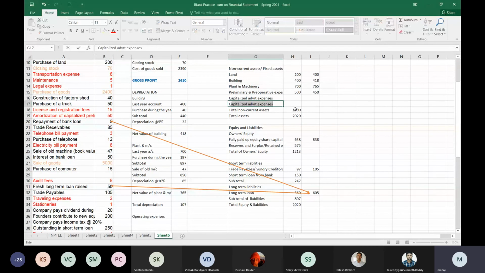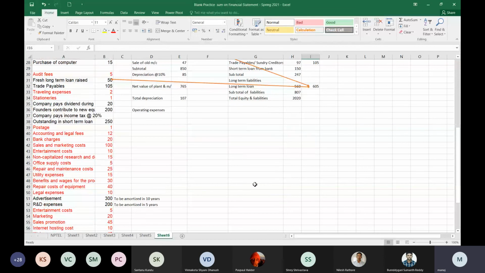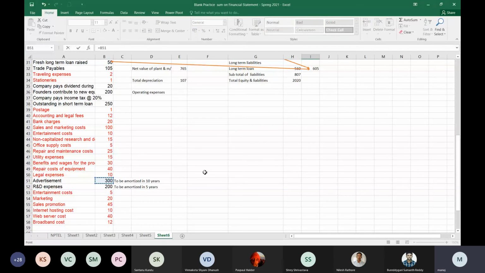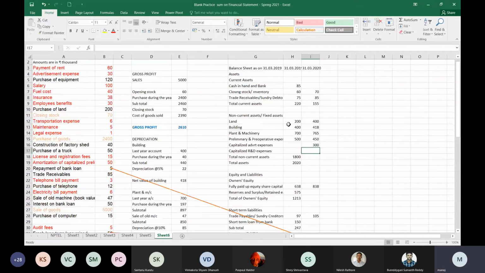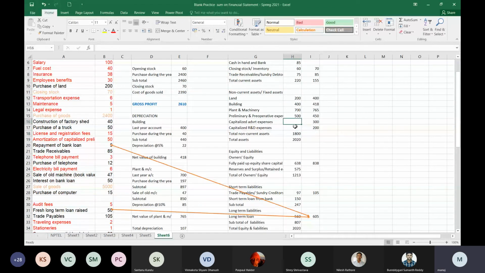So you write capitalized R&D expenses. How much have you incurred this year? So this is 300 and that is 200. This is 300 done, and this is 200 done. And last year there was nothing. Last year there was 0 here and 0 there.